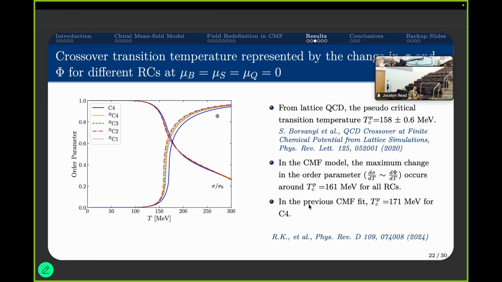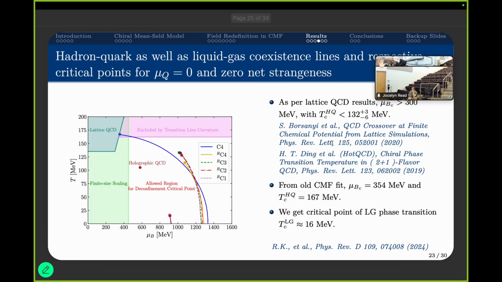but the interaction of gluons is mimicked by the exchange of mean field mesons and the phi field. And we have fitted the crossover transition temperature, which is represented by the change in sigma and phi. Sigma basically represents the order parameter for chiral symmetry restoration, and phi represents the deconfinement potential. By observing the change in the order parameter and tweaking the corresponding parameter, we fitted it to around 160 MeV, which is closer to the actual constraint from the lattice QCD itself, and previously it was fitted to 171 MeV.